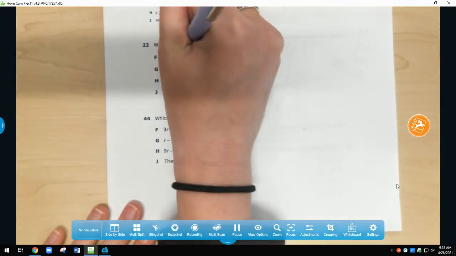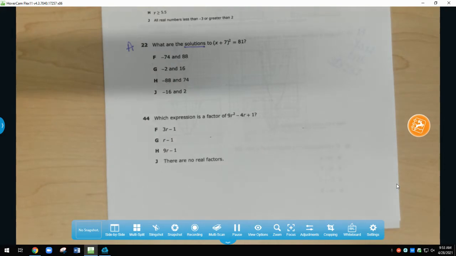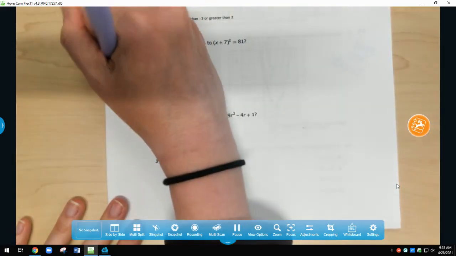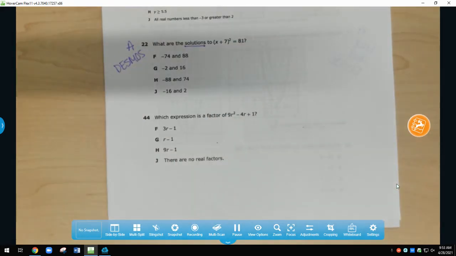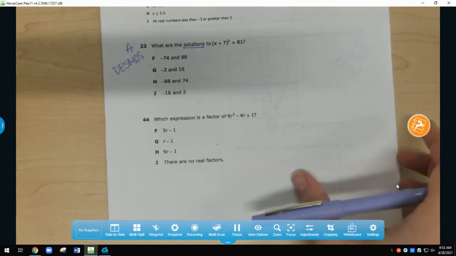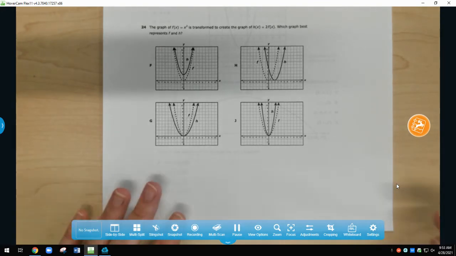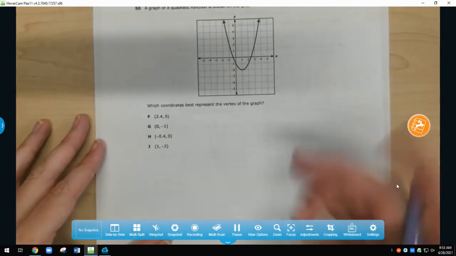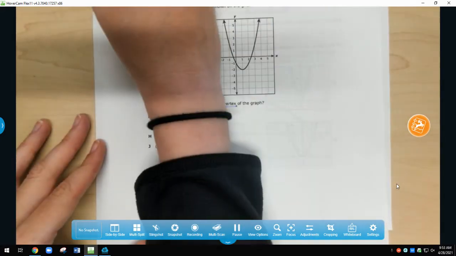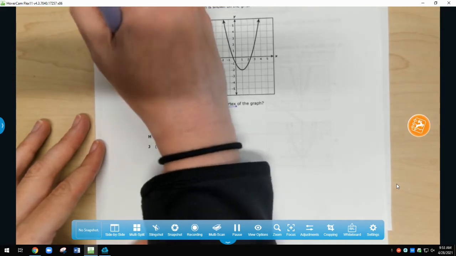Okay, this one's talking about solutions. So your x-intercepts, so that's an attribute, and that's going to be done in Desmos. The next one that's an attribute is going to be this one that's asking for the vertex. That's another, just look at the graph and find the vertex.